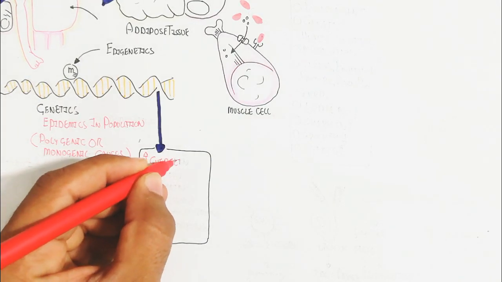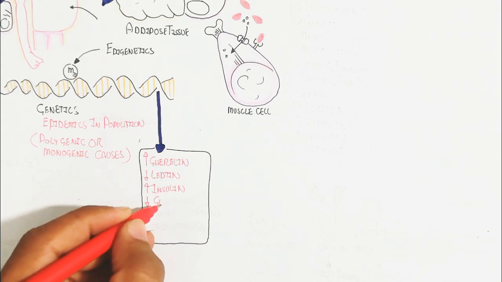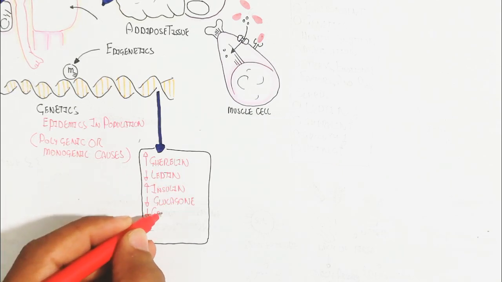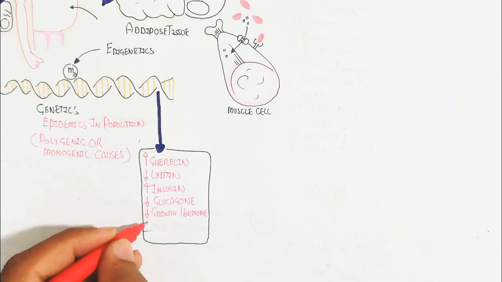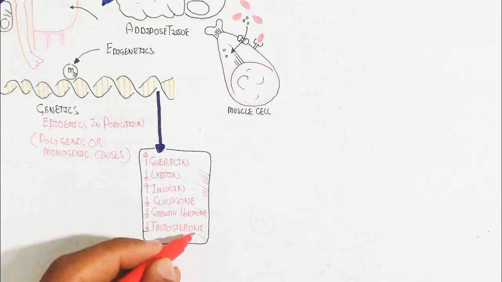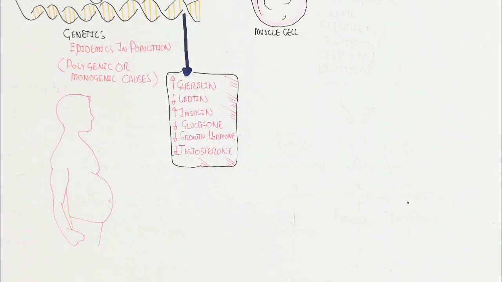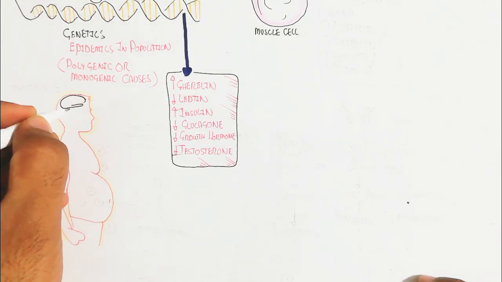So when ghrelin increases, obesity can increase. Leptin decrease, insulin increase, glucagon decrease, growth hormone decrease and testosterone decrease will lead to obesity. And this is the genetic factor which leads to obesity, because testosterone decreases.